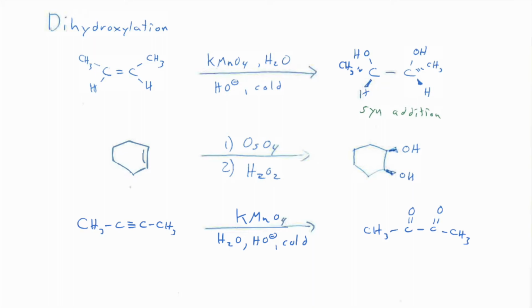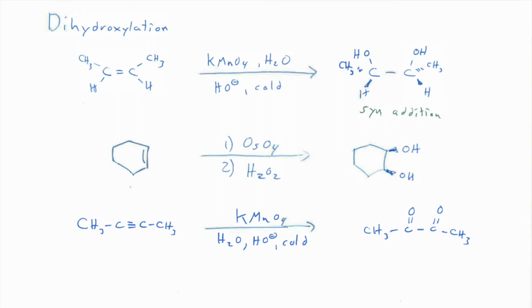And there are some modern variations on this that allow you to use a catalytic amount of the osmium and then a second oxidant as well, a co-oxidant. So this is how a lot of this chemistry is done these days. But the overall outcome is the same. You wind up with a dihydroxylation. You wind up adding hydroxy groups across a pi bond. But again, it's a syn addition.